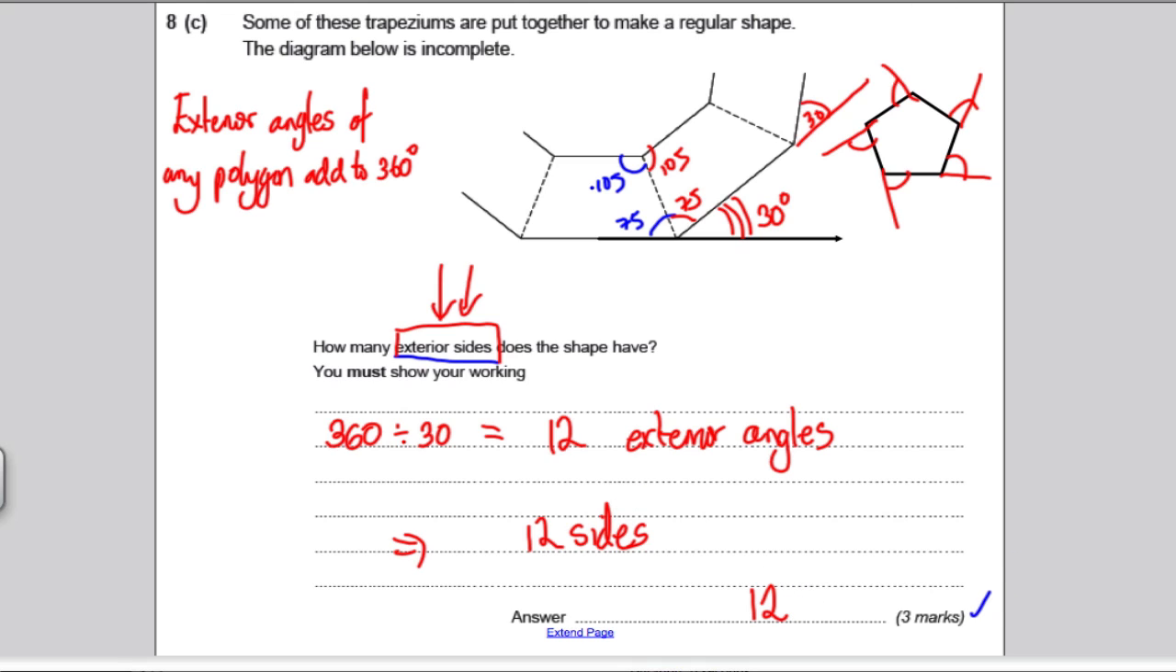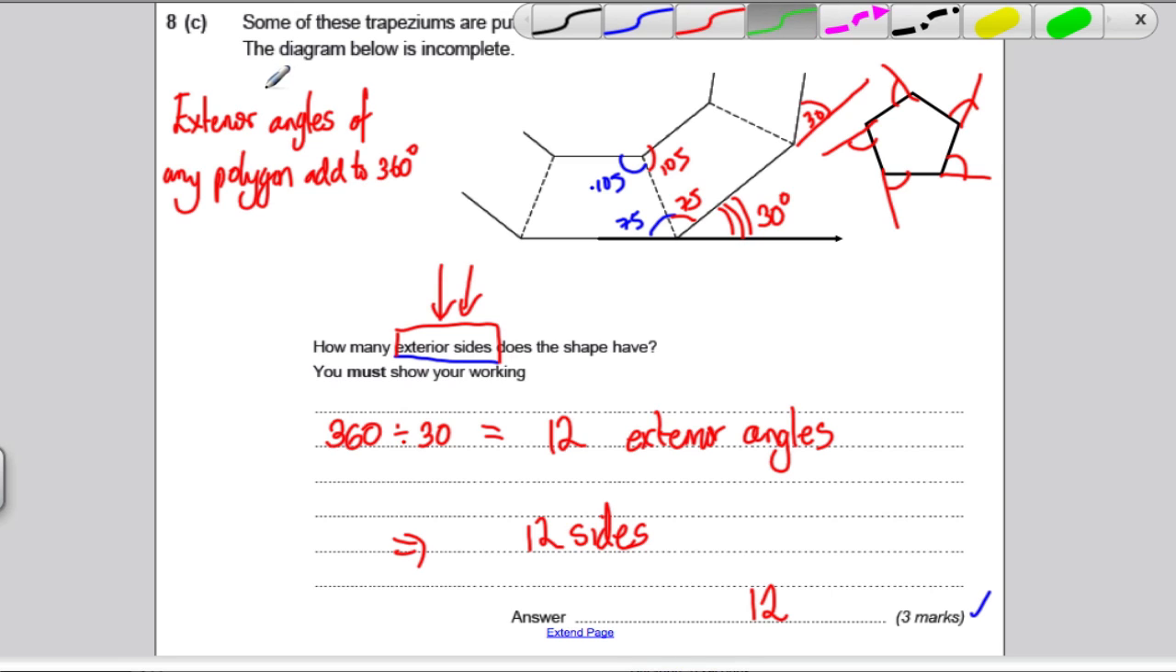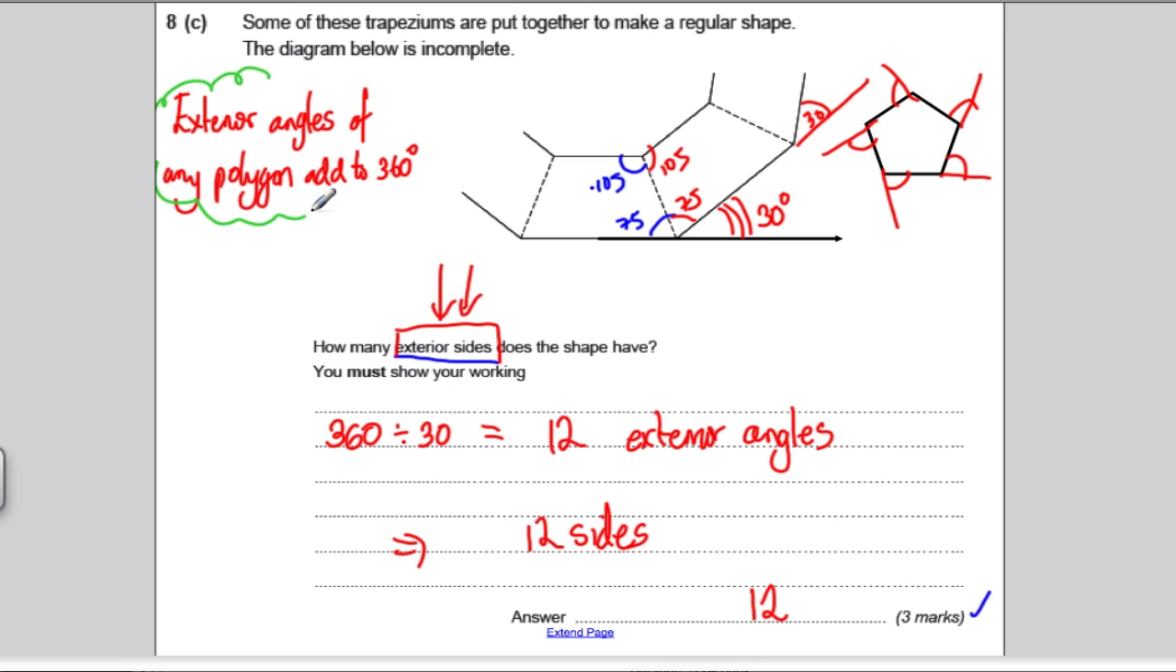Again, if you need to, you might like to write yourself a little revision card in case you didn't know that exterior angles of a polygon add to 360, and a little example here to show what an exterior angle is and what that actually means. Okay, next question involving a trapezium. Pause the video, have a go, see what you get.